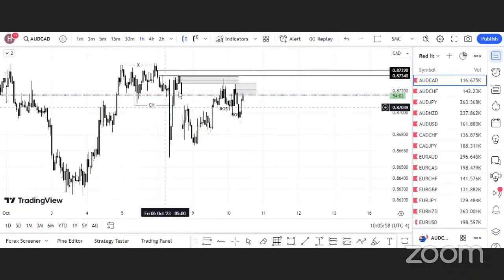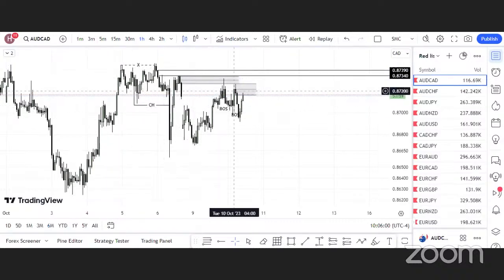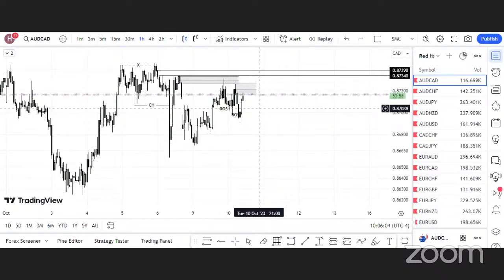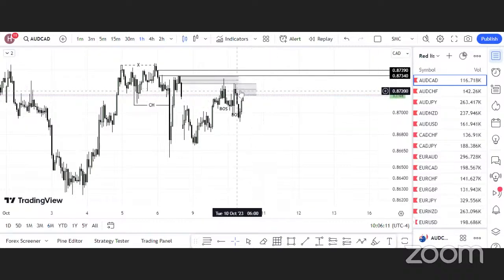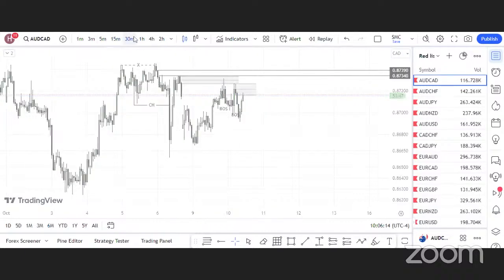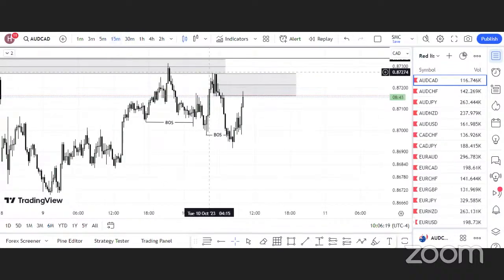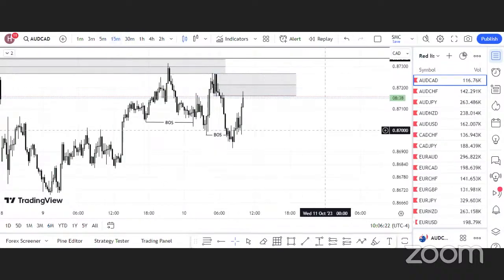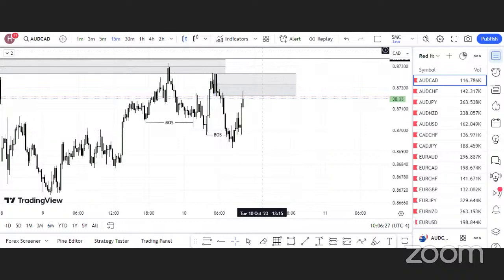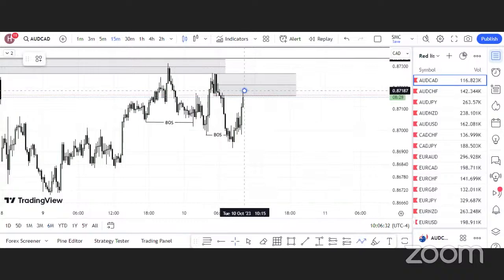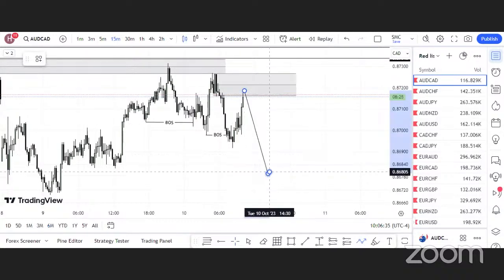So we have the change of character, and the market is respecting all the other order blocks and the fair value gap. So let's just wait and see what happens here. Let's go to the lower time frame, let's go to the 15. So if it goes above here, then the market is coming to this area.